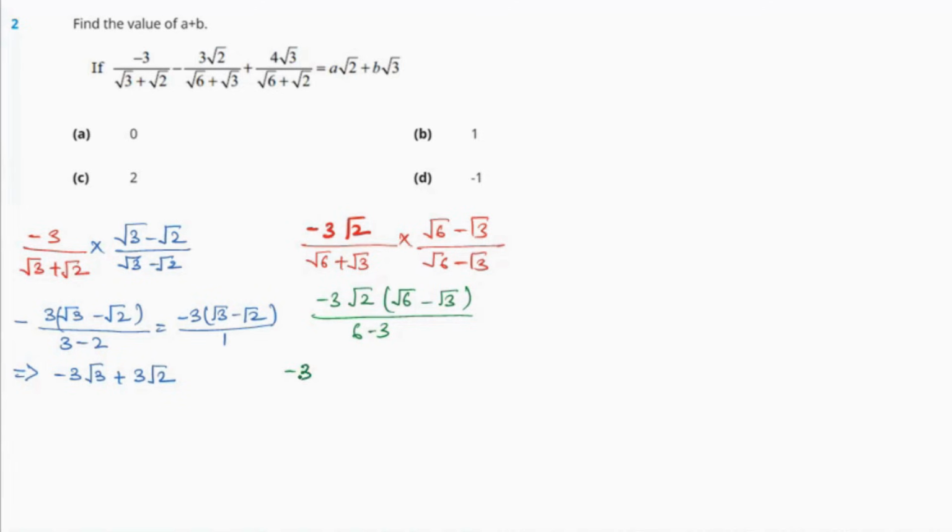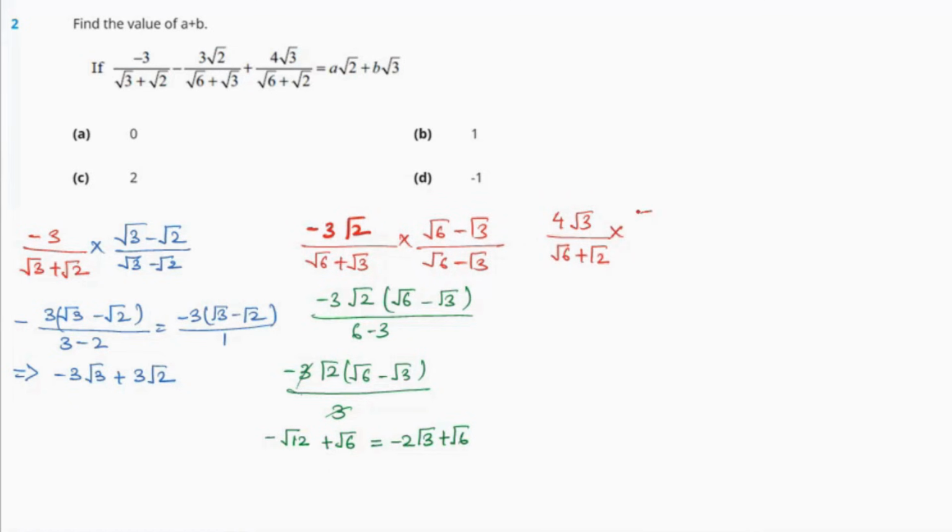So we are going to get minus 3 root 2 times root 6 minus root 3 by 6 minus 3, which gives us 3 only. Then this 3 we can cancel out, and after cancelling we will be getting minus root 2 times root 6 minus root 3. If we solve it further, we will be getting minus root 12 plus root 6, and this root 12 we can write as 2 root 3, so minus 2 root 3 plus root 6.